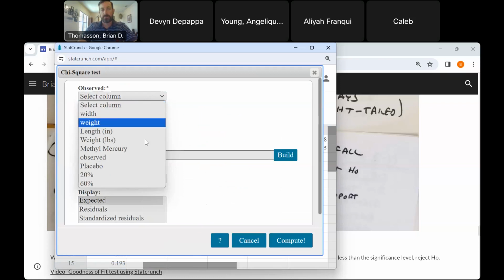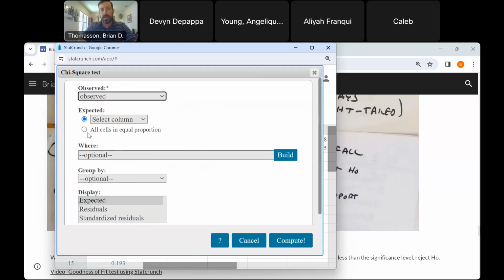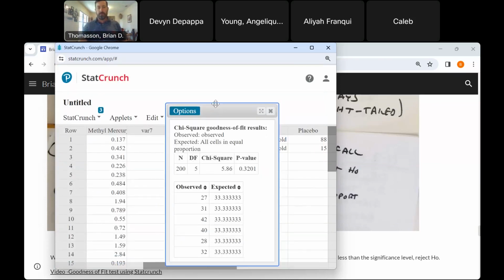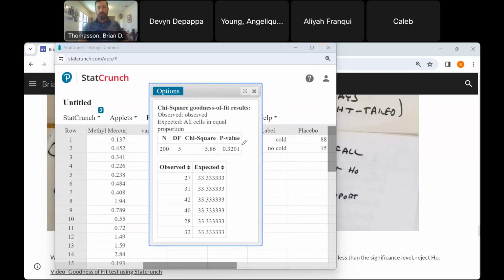We need to select our observed column. And then for expected, the default is select a column. We just always select all cells in equal proportion, meaning we want all numbers to come up equally. Whether it's a tire problem, where each corner is 25 flat tires, or it's a die where each one comes up 1/6 of the time, or 33 and a third. So we're expecting 33, we got 27, we're expecting 33, we got 31, and so forth.